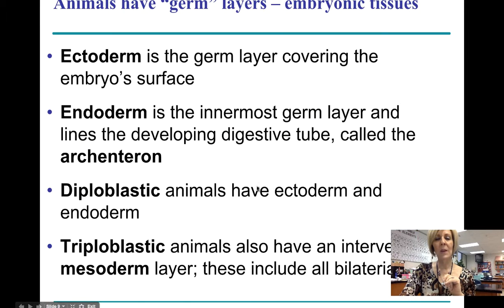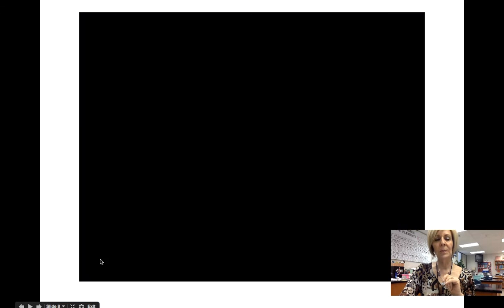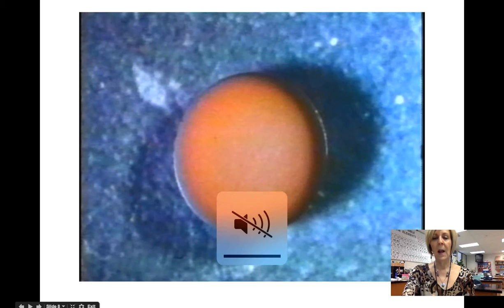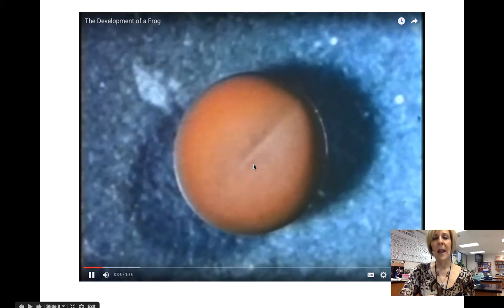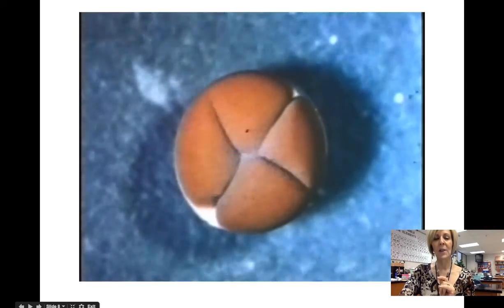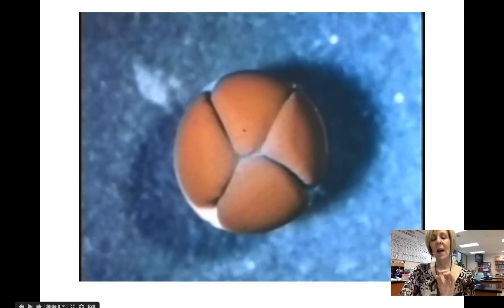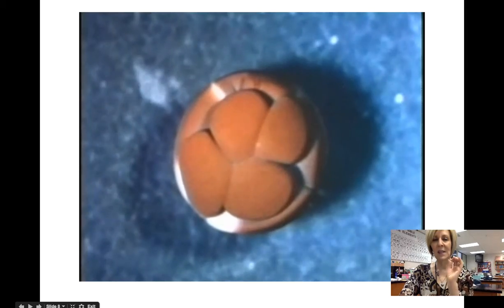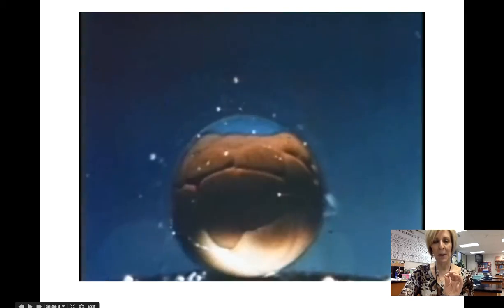I am going to ask you, if you have access to this presentation, that you watch this video, and hopefully this will come out okay. I'm going to try to talk over it a little bit. This is actually a frog development. So here we have a frog zygote, and we can see cleavage occurring here. This is mitosis, and you can see the cells are dividing, but they're not getting any bigger.